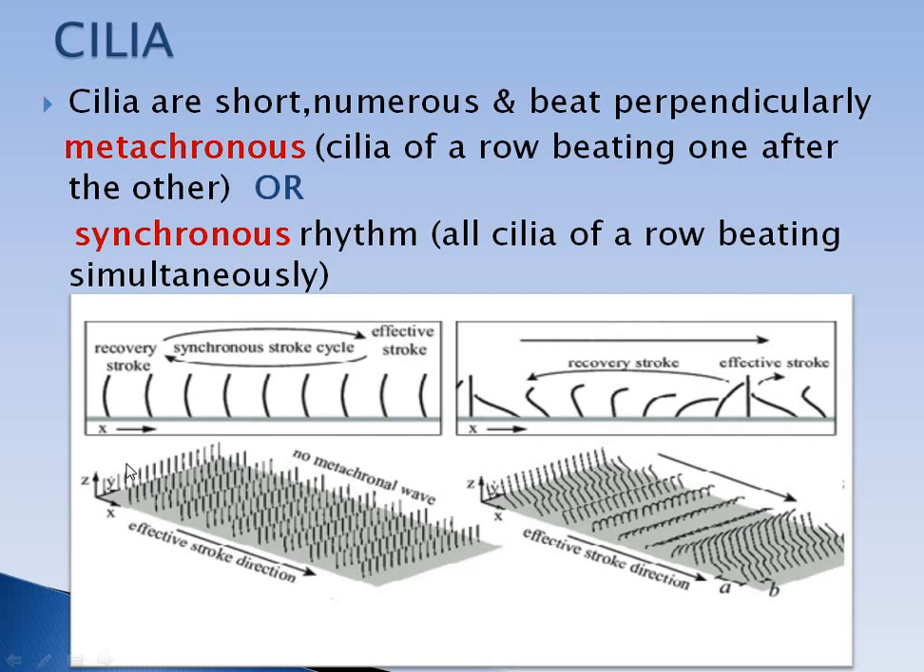As you can see in this figure, this is a surface on which these cilia are present. You see all the cilia are beating at the same time, or they show movement at the same time. But in the metachronous case, one cilium shows movement independent of the neighboring cilia, so that one is followed by the second, then third, fourth, and so on. So they move one by one.